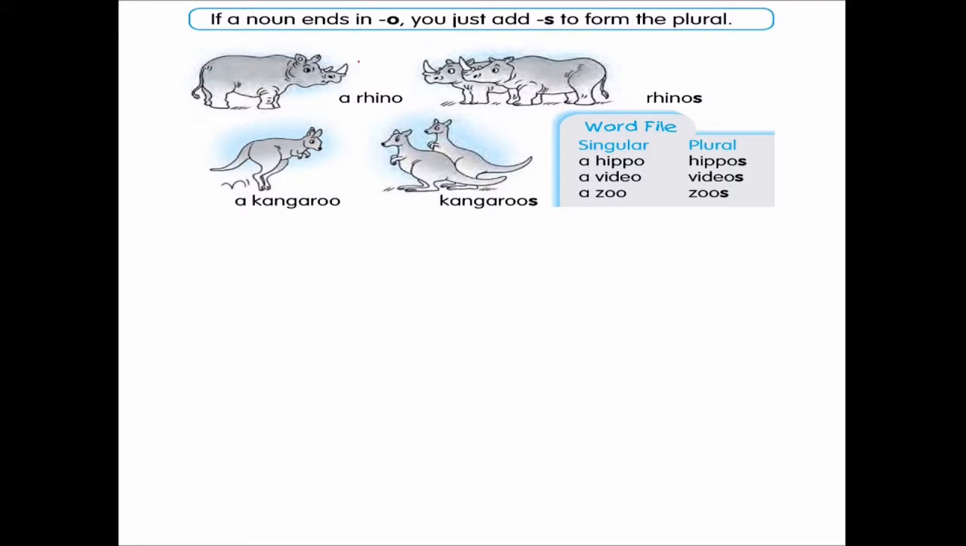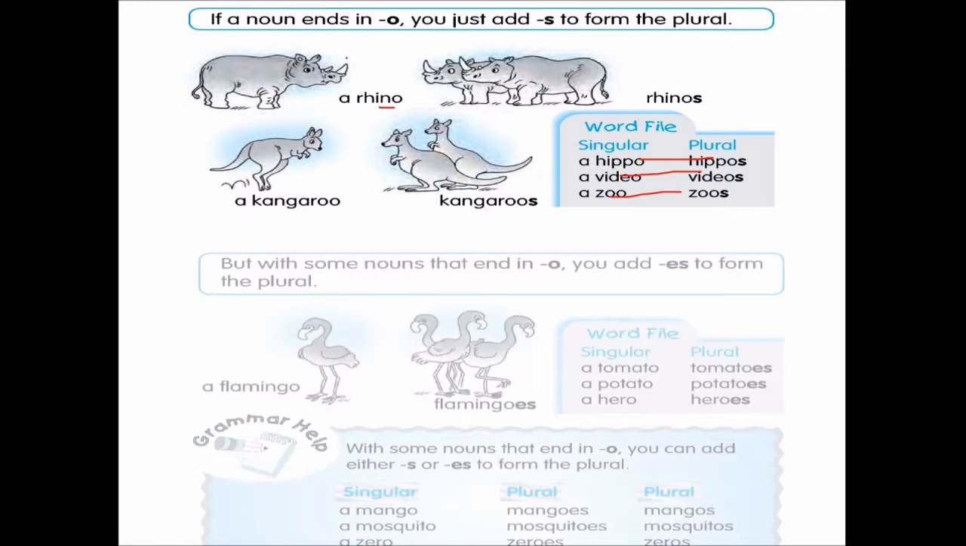And if a noun ends with o, what will you do? You will just add s to form the plural, like rhino will be rhinos, kangaroo will be kangaroos, hippo will be hippos, video, videos, zoo will be zoos.